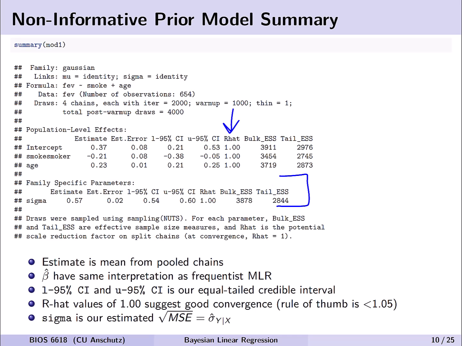The final thing that may be of interest is that through our posterior chains in this model, we also estimate the family-specific parameter sigma. If we look at the bottom of the slide here, this is essentially the square root of the MSE, or sigma hat y given x. This corresponds to the assumption we make in our linear regression model of homoscedastic variances, and we estimate it from the residuals of our model.